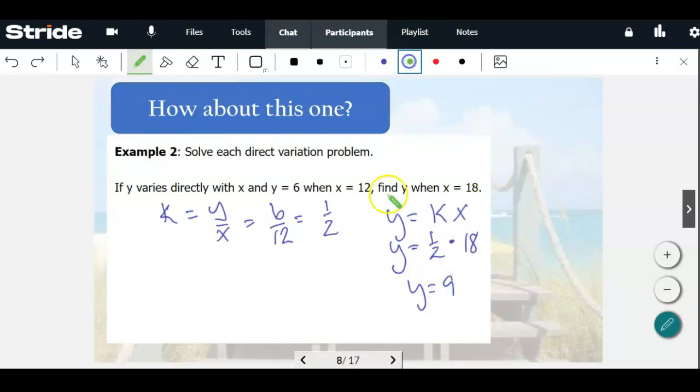And maybe you already realized that when you saw this is 6 over 12. And if that's, remember, Y over X, and the X value is 18, then the Y value should be 9. Don't overthink this, all right? Do not overthink it.